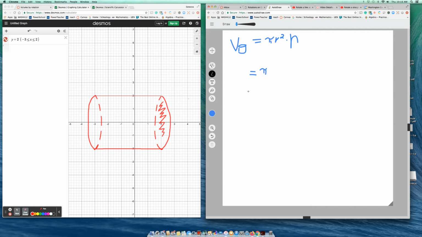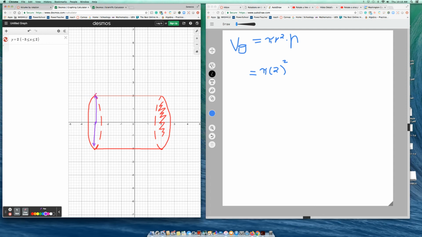Okay, so let's first find out what the radius would be, and then we're going to need to square it. So if we look here, this is the center of that circle. And that center of the circle goes up 2, and then it goes down 2. So the radius is 2, the diameter is 4. We are specifically looking though for the radius, so we're going to say the radius is 2. We're going to have to square that.